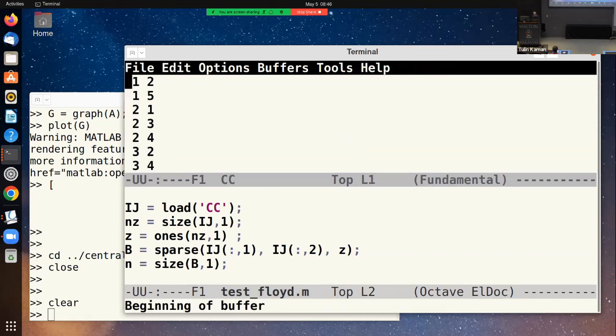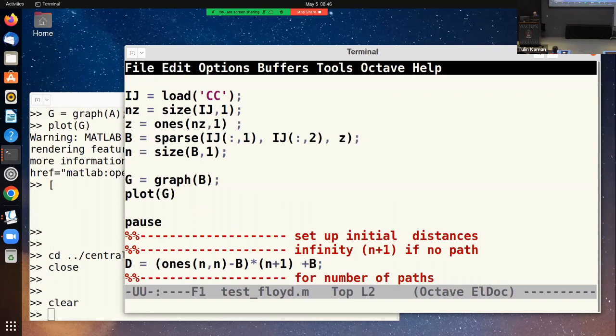These are the IJs, very simple. IJs without the values, there's no reason to have values. So what I did was load this. Now, this is N, the size, the number of nodes I have. Z is a vector of all ones.